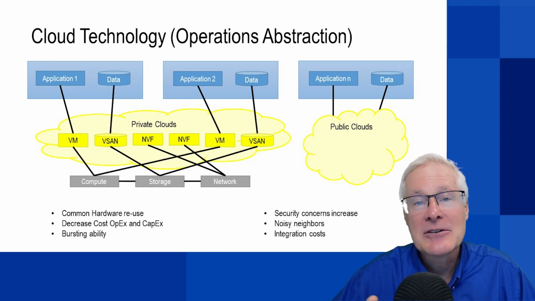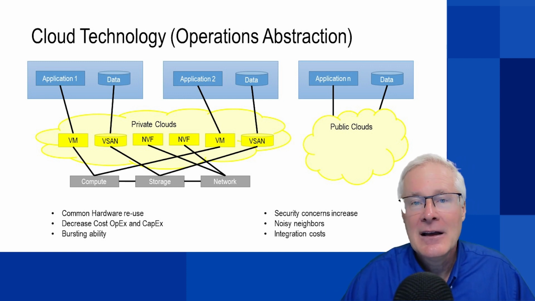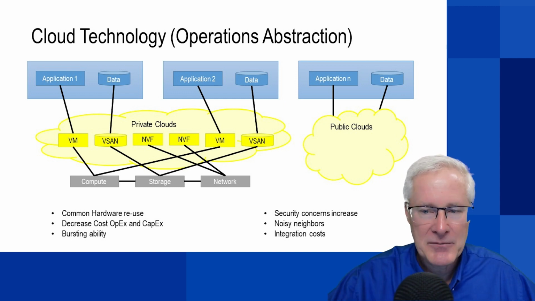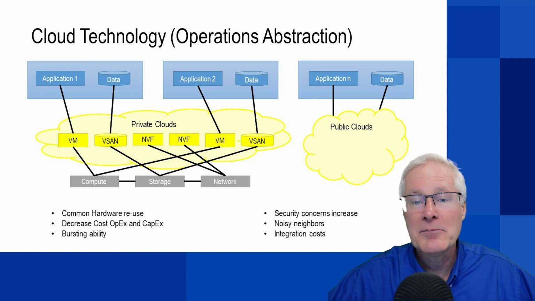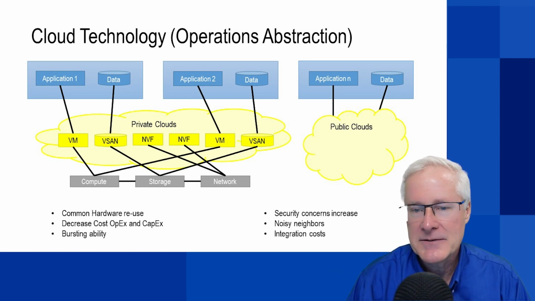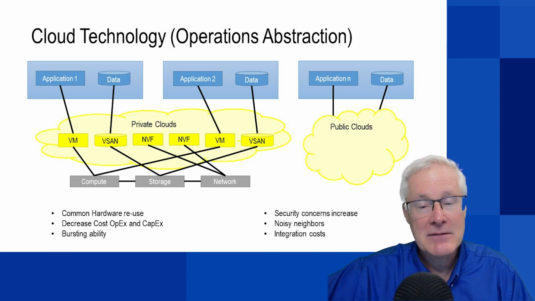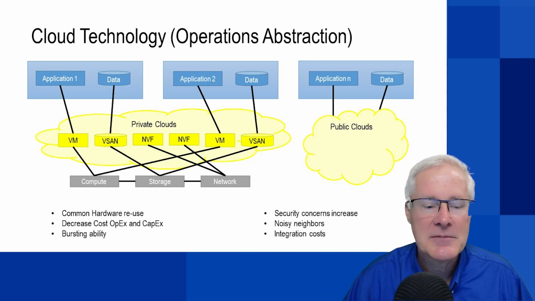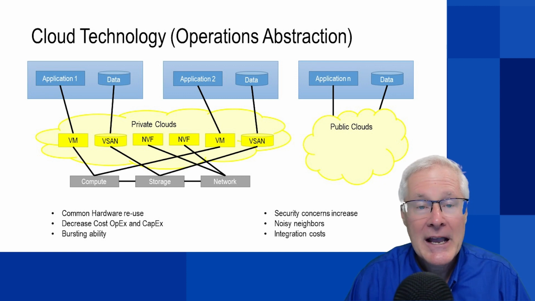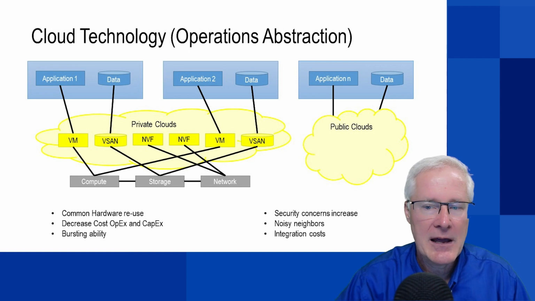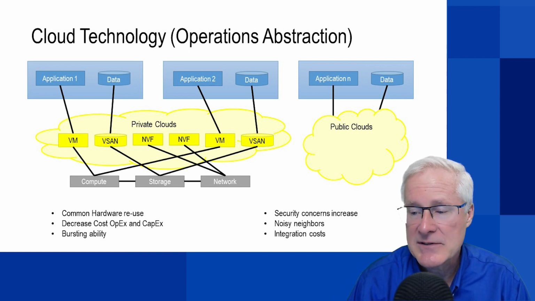We also saw a decrease in CapEx cost and some operational costs because I didn't have to jump through as many hoops to spin up new instances. And I had one place where I could go and look and manage my whole data center with fewer operators. And cloud does not just mean public cloud. I have private clouds too, which leverage the same technologies and abstractions to do the work. It also gave me the ability to burst into the cloud, go beyond the capacity that I already had in my data center pretty seamlessly.